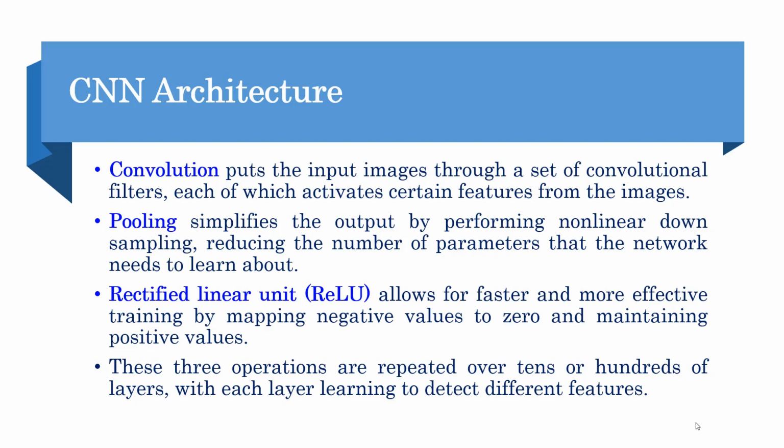The other part of the architecture of the CNN is something called the rectified linear unit. Rectified linear unit, or ReLU, allows for faster and more effective training by mapping negative values to zero and maintaining positive values. What does this mean? Remember when we talked about the sigmoid function? The sigmoid function was a function equal to 1 divided by 1 plus e to the minus z. The rectifier unit is another function, and we will see how it looks as an architecture. This function will map all negative values to zero, and all positive values we will keep. These three operations are repeated over tens or maybe hundreds of layers, with each layer learning to detect different features.